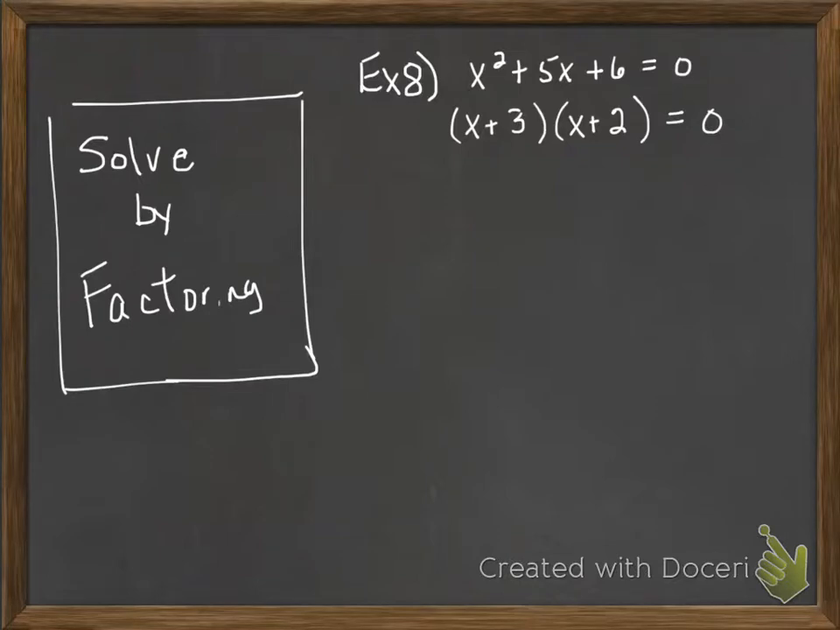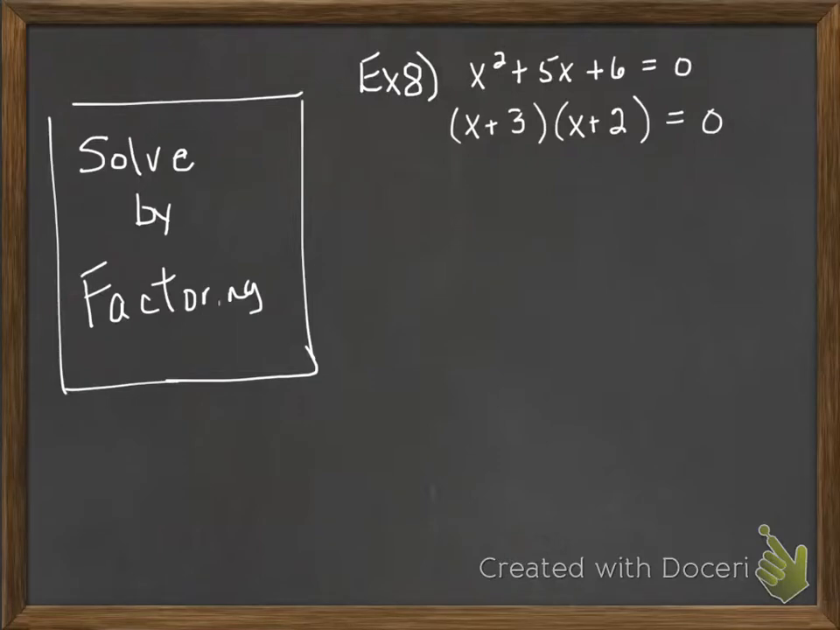What do you do once you have your two factors that are multiplied to be 0? Add it? Try again. Multiply it? Nope. x plus 3 times x plus 2 is equal to 0. And then you solve for them.